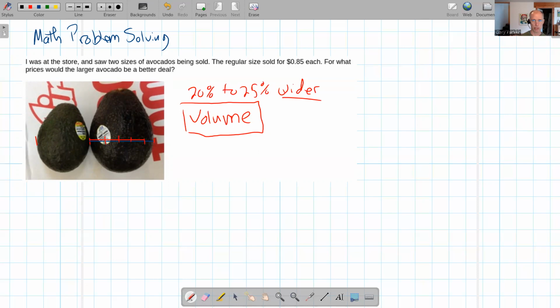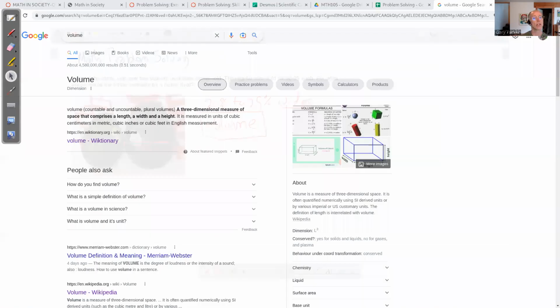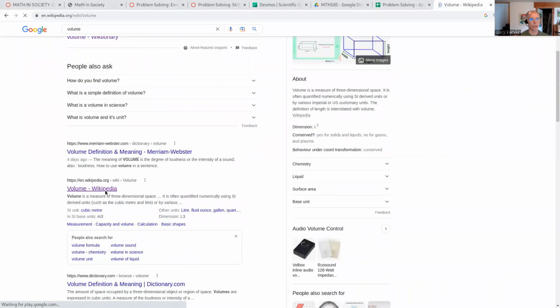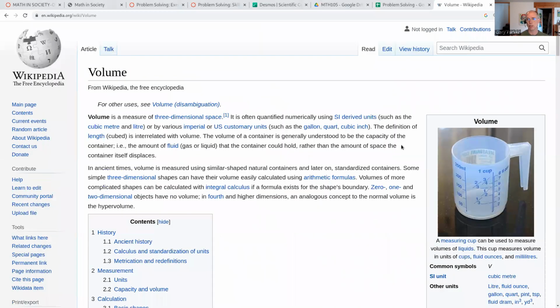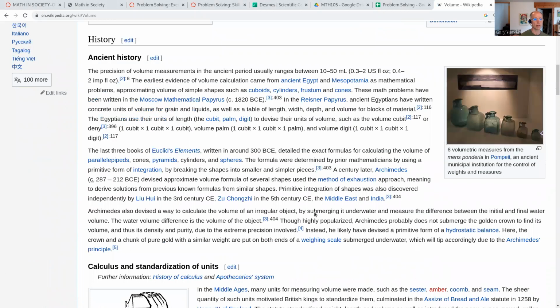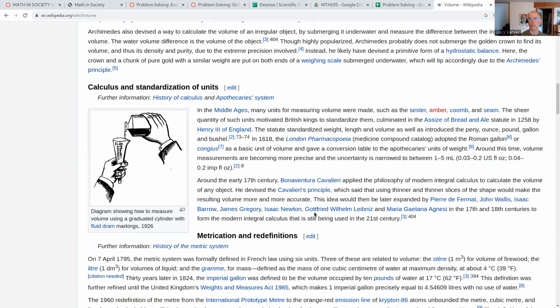There's a lot of times when I'm trying to solve a problem and I have to do some research. So I just searched for volume here, and there's a definition of volume, some pictures of volumes with formulas. I find Wikipedia is a good source, so I'm going to go there. All right, so yeah, we could do volume like cups and ounces and stuff. That's not quite what I want. Let's look on down here. History of volumes, thank you very much.